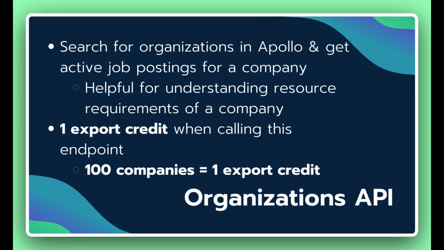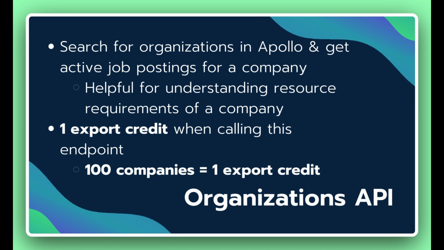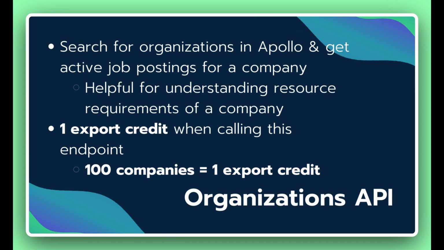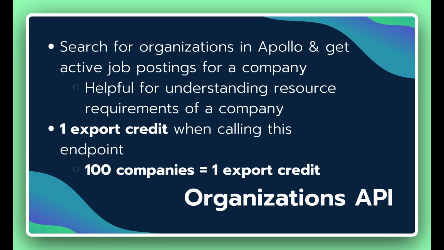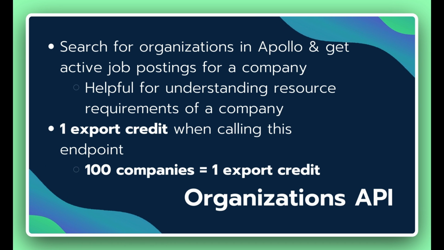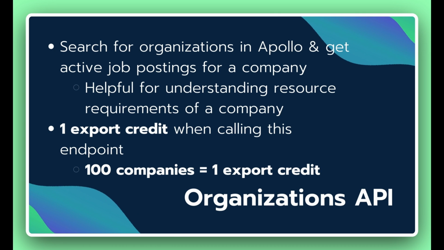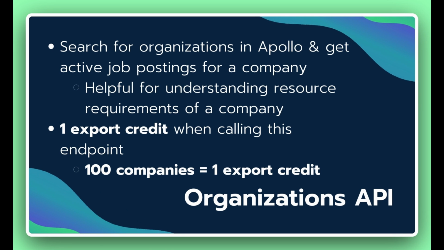We have the Organizations API. Very similar to the People API, this allows you to search for organizations in Apollo's database. And you can also get active job postings for a company. This is pretty helpful for many companies that are looking to understand what other companies need. So hey, this company's hiring for a sales director, so that may be a good opportunity to reach out if I have a sales technology and say, hey, you may need this inside your company. This is one of the strategic ways that you can leverage this API. And you get 1 export credit when calling this endpoint. So same thing, 100 companies, you get 1 export credit with the Organizations API.